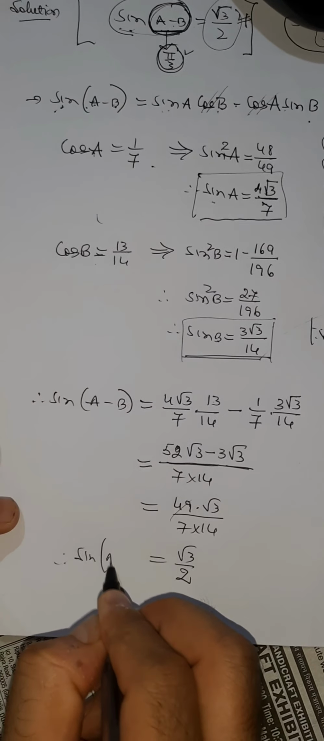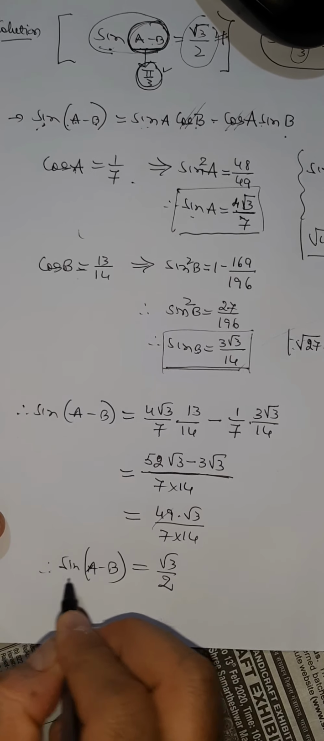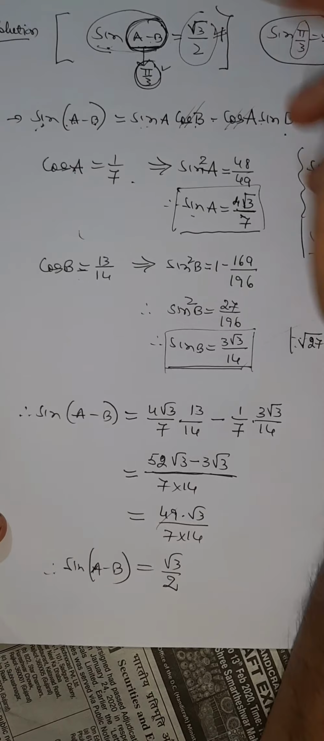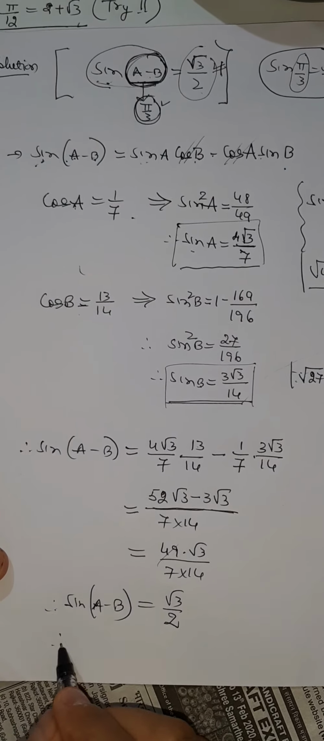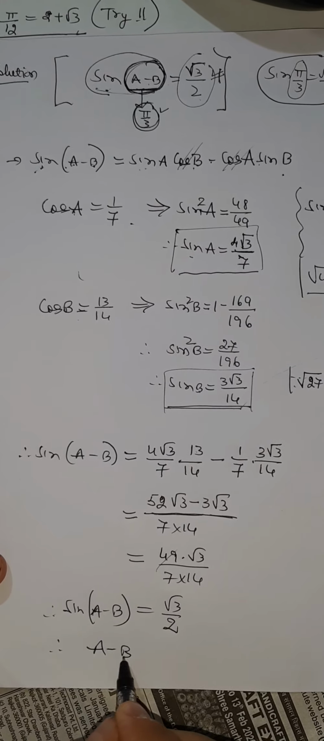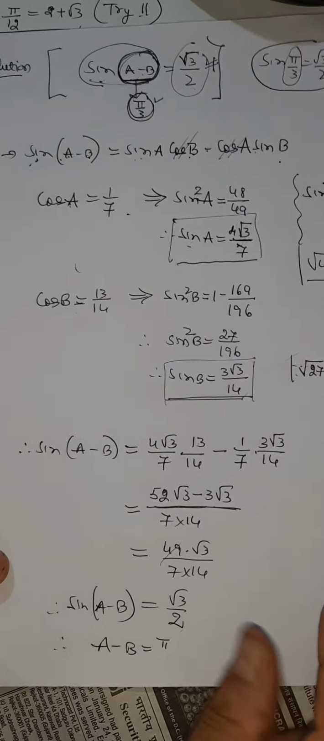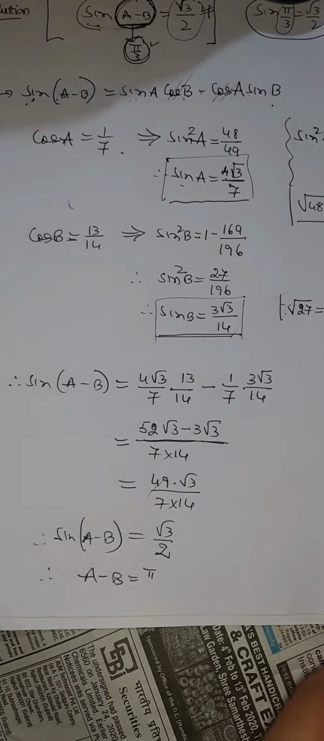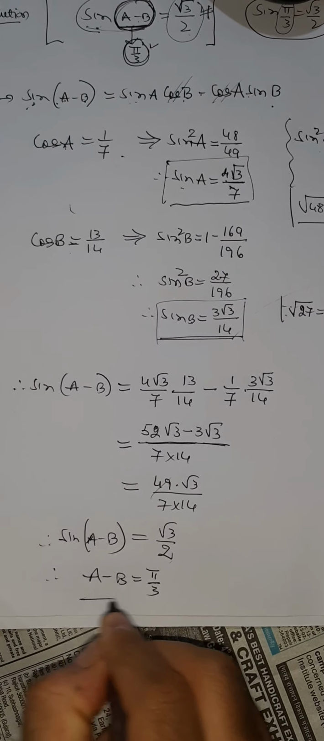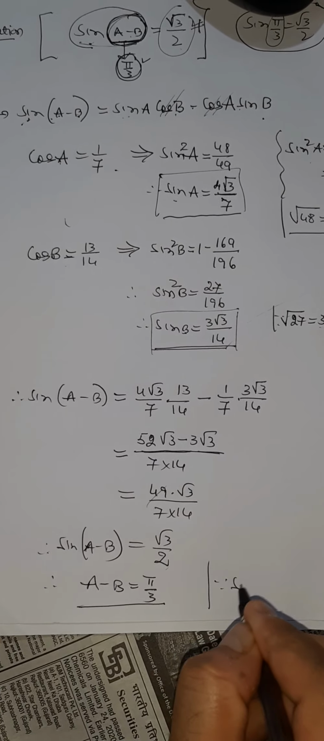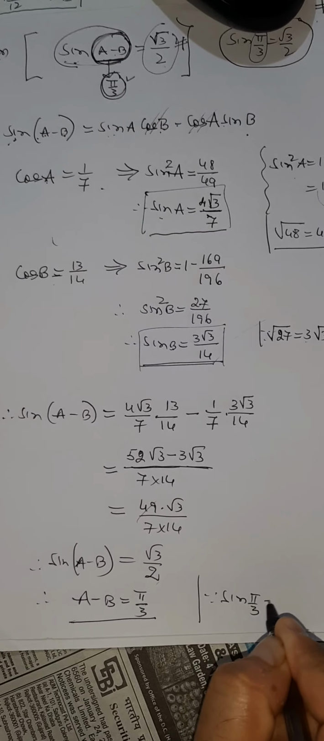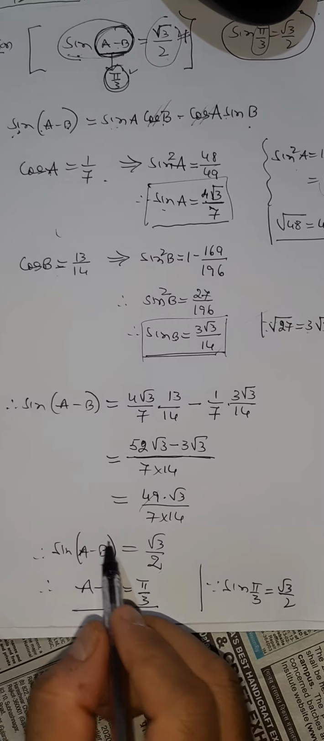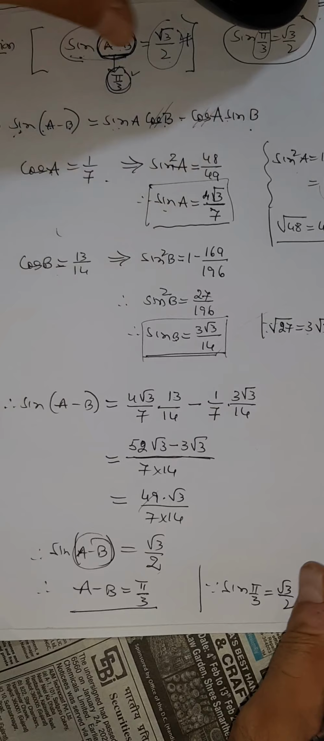So sine of A minus B equals root 3 by 2. That's what we wanted in the beginning, if you remember. So therefore A minus B has to be pi by 3. Right? This is your answer, because you know sine pi by 3 equals root 3 by 2. So this has to be pi by 3.